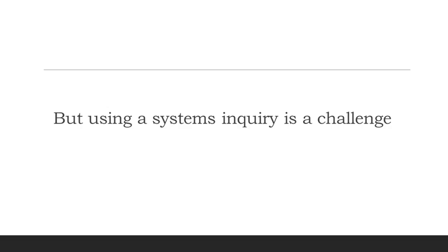And I myself came across this same challenge when I was doing my PhD. There are so many different ways to look at systems, a system itself as a reality, or the nature of a system, models, approaches, as I mentioned just now.